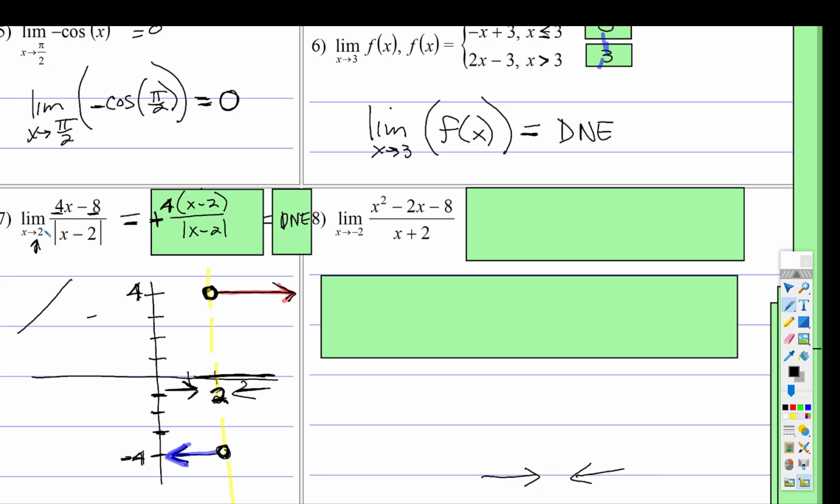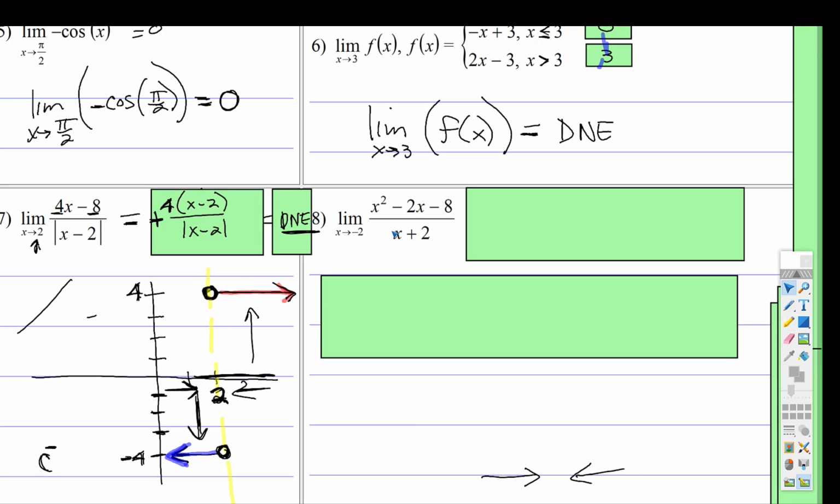Now, if it were one-sided, you could say, oh, from the right side we're at a height of 4, or if it was a left-sided limit, you'd say, oh, we're at a height of negative 4, but it's neither. It's from the left and the right, those heights don't agree, so it does not exist.